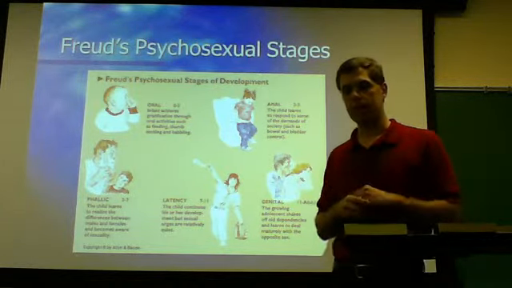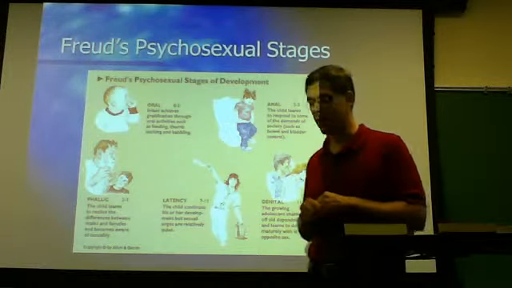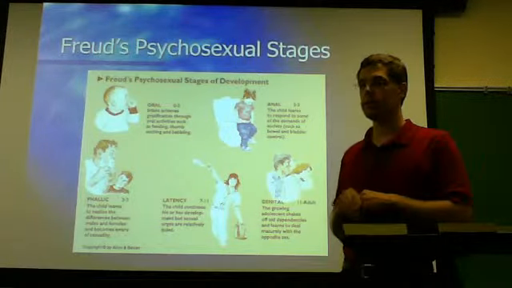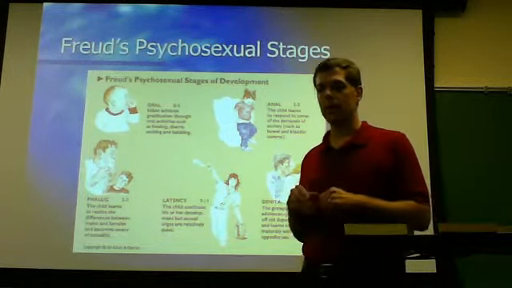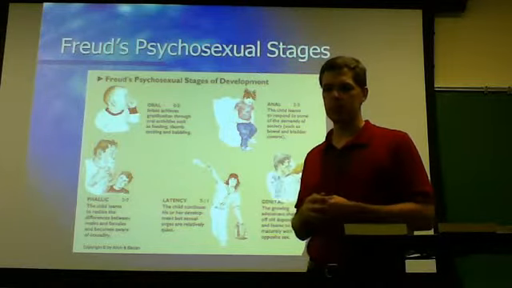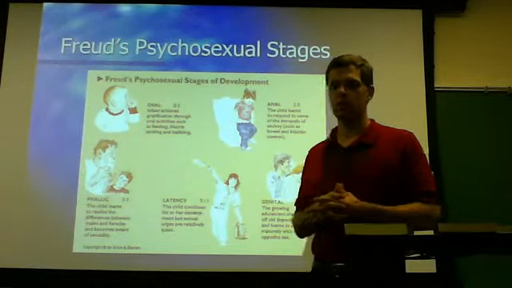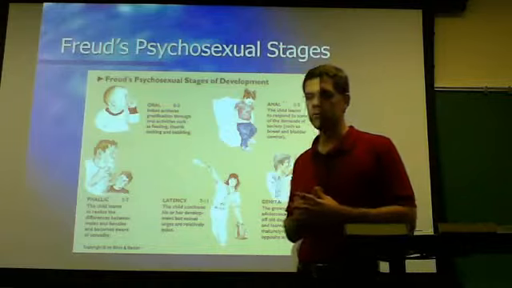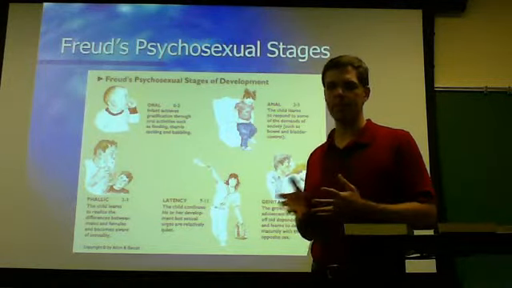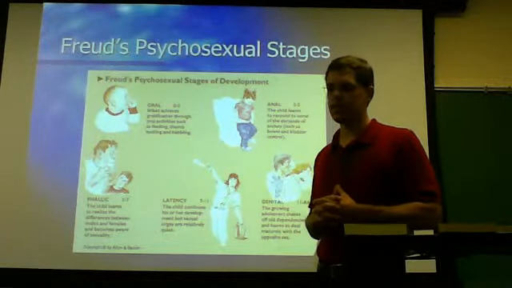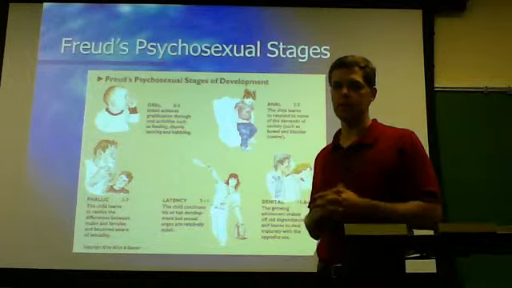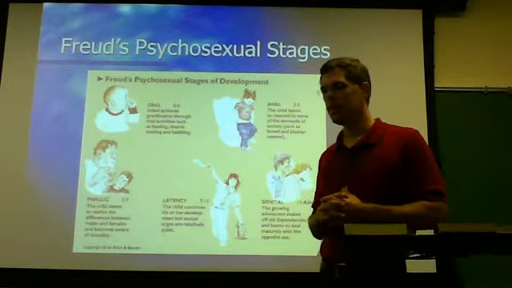You can go on the opposite end of that spectrum, though, and have anal expulsive, in which an individual will be sloppy, disorganized, uncaring, and just generally slovenly. So it's basically the difference between type A and type B personalities.